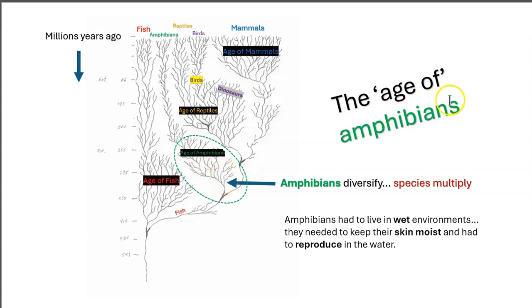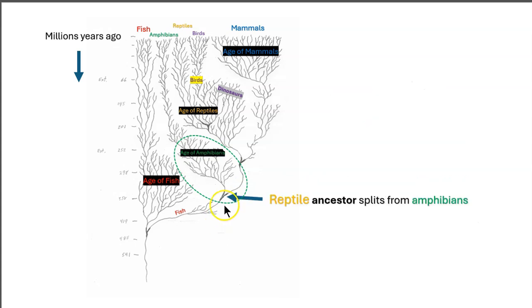This was the age of amphibians. But there would be a newcomer emerging onto the scene. For one of those amphibian species shown here branching off of the rest of the amphibians here, that amphibian species would be the ancestor to reptiles.